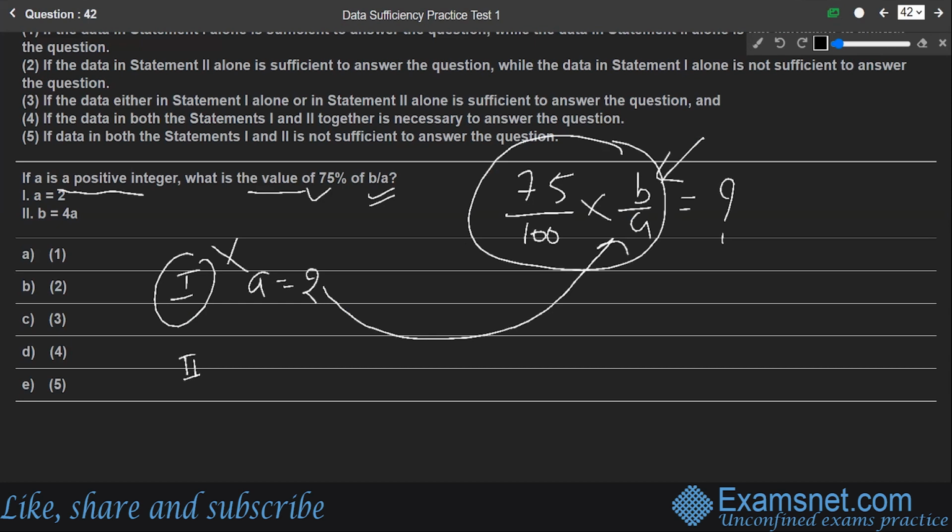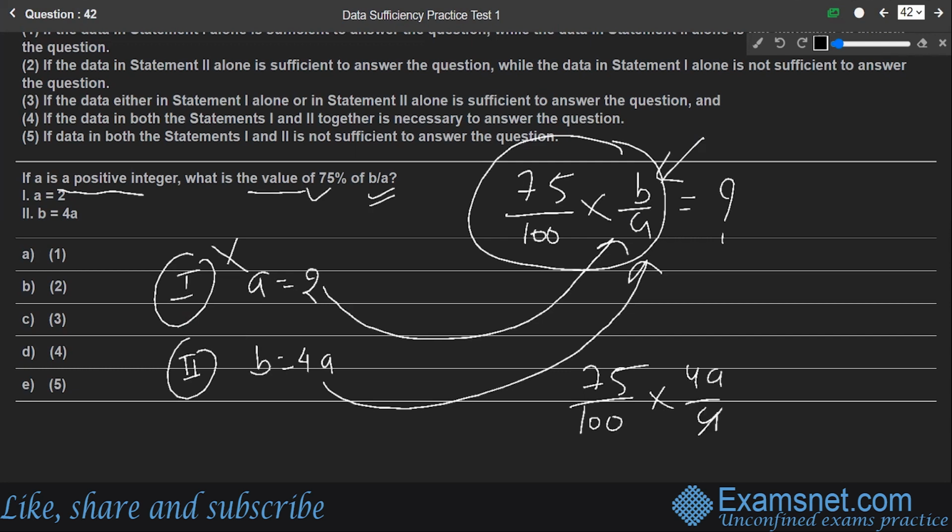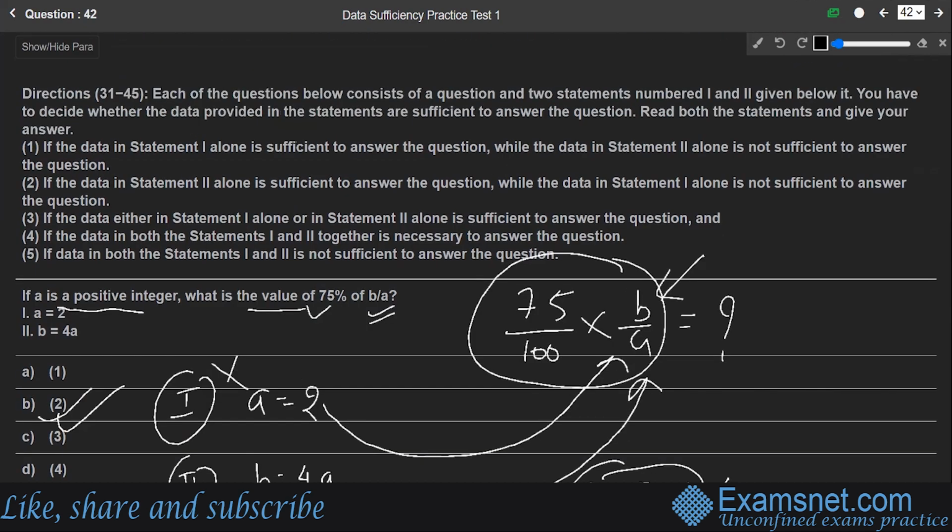Let us check statement number 2. B is equal to 4A. So if in the original expression we put B is equal to 4A, can we answer the question? Yes, we can. 75 by 100 into B is equal to 4A by A. So A and A get cancelled. It becomes 75 by 100 into 4, and yes, it can be answered like that. So clearly statement number 2 alone is sufficient to answer the question. So option number B, that is 2, is the right answer.